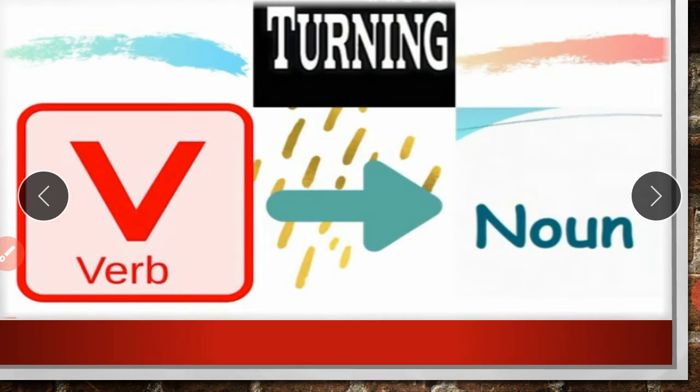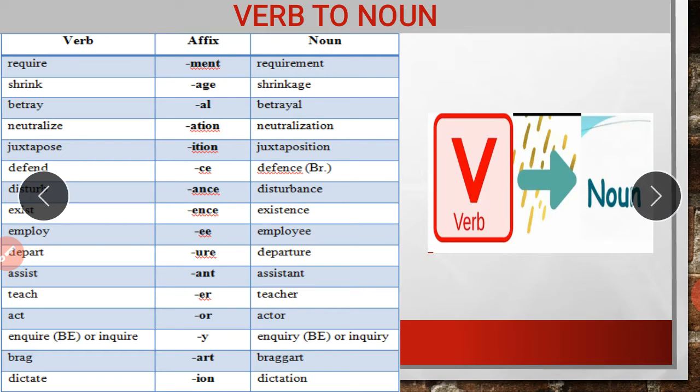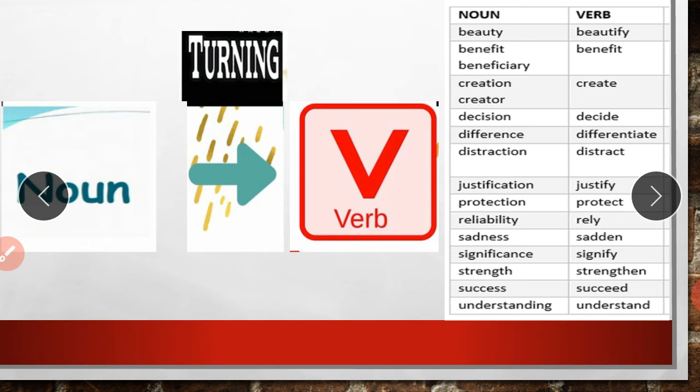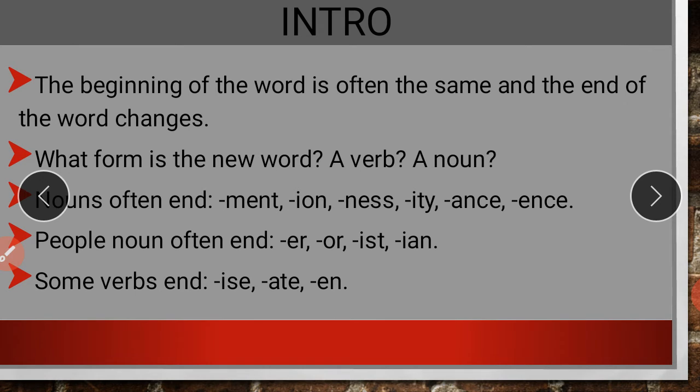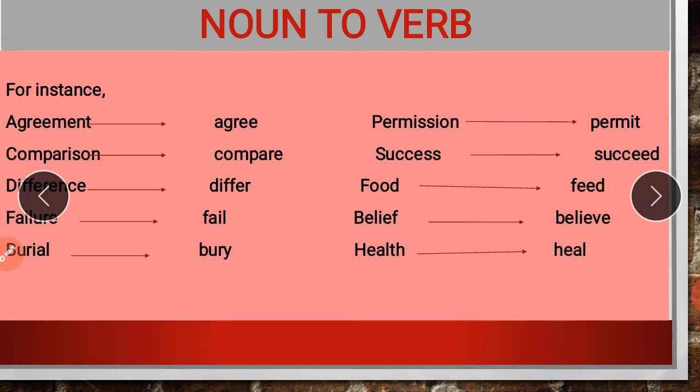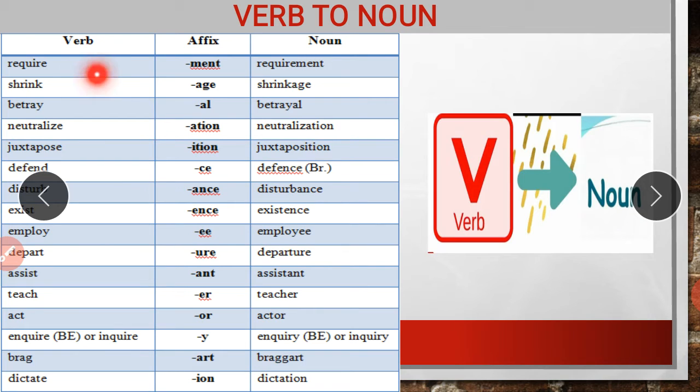So next we move to the next line, turning verb into noun. Before, we saw noun to verb, but now we are going to see verb to noun, how it changes. Verb to noun, we have to follow the same approach. I have already told that you can see in the previous slide some verbs end with -ise, -ify, -ate, -en. So here it is given, you can notice verb require, requirement, that changes, shrink.